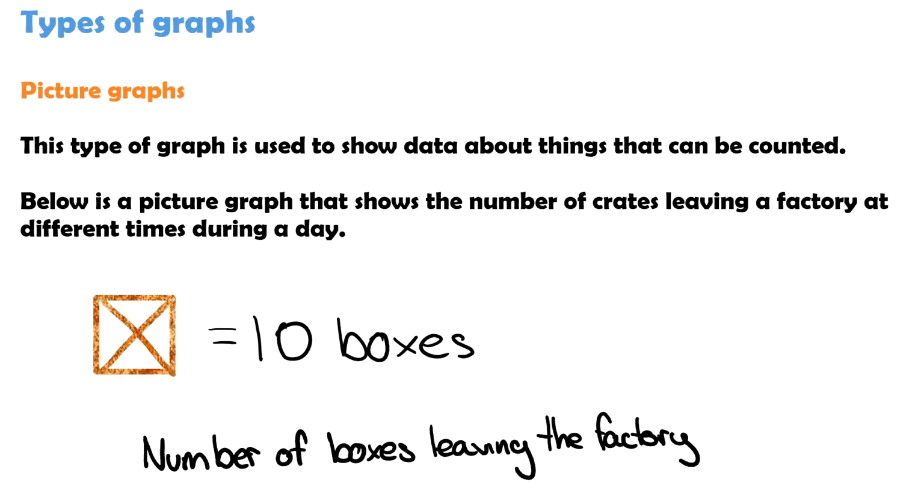In this video, we're looking at the types of graphs. So we're going to go through a range of different graphs and just talk about them and answer some questions around them. So the first type of graph we're looking at is a picture graph. This graph is used to show data when things can be counted.